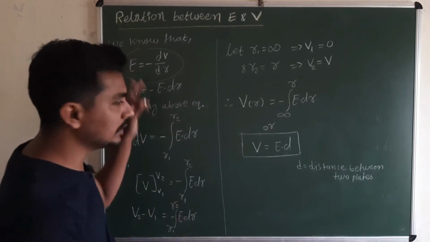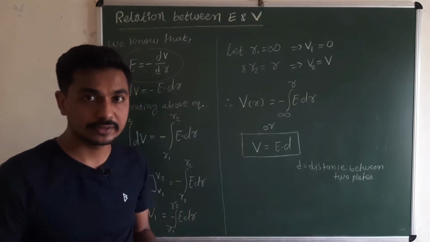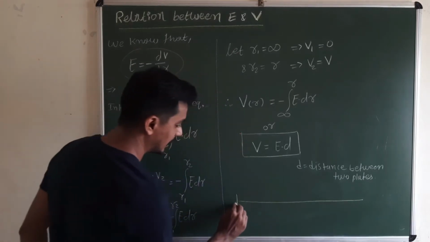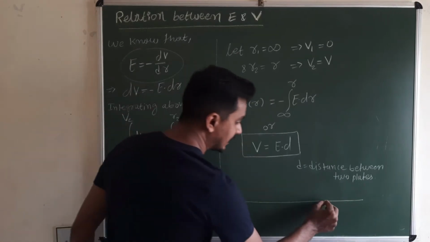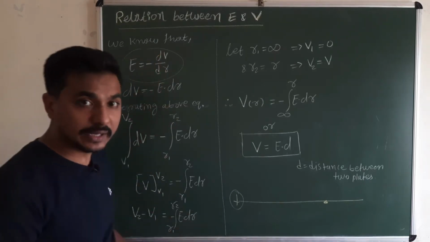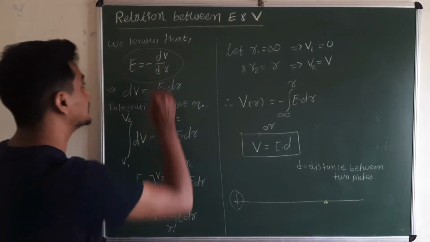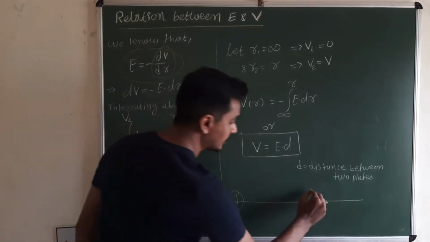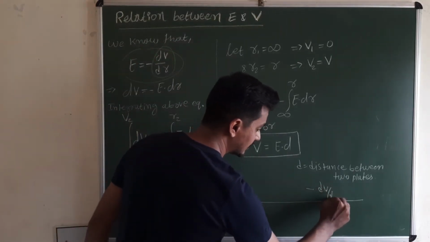The electric field at any point, suppose at this position I have a positive charge here, so the electric field at this particular point is equal to the negative of the potential gradient. See, this whole term is known as the potential gradient. So it is the negative of the potential gradient at that point.